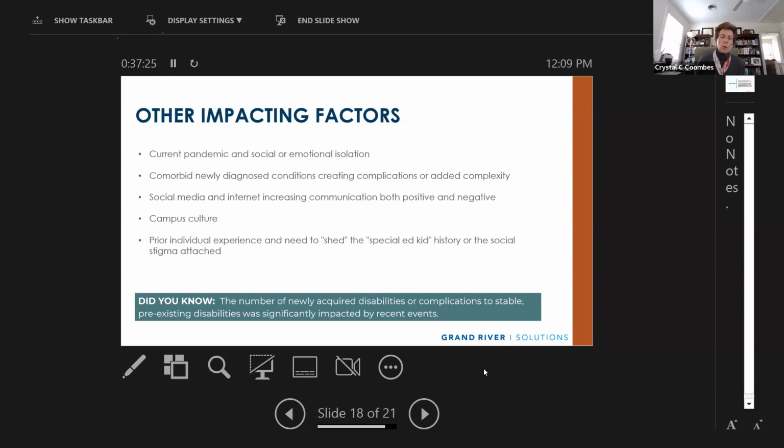So individuals with severe anxiety disorders are now starting to have disorders that look like language or learning disorders, okay? Again, campus culture, social media, and just individual experience of that student play a large part in what we think about students and how students might be able to interact with us in the college environment.